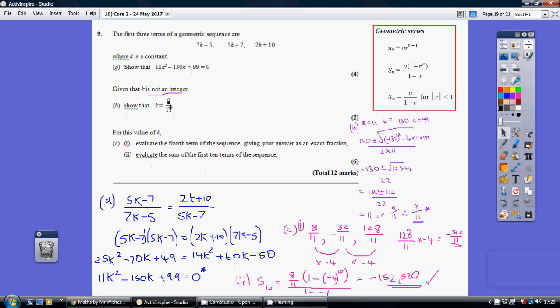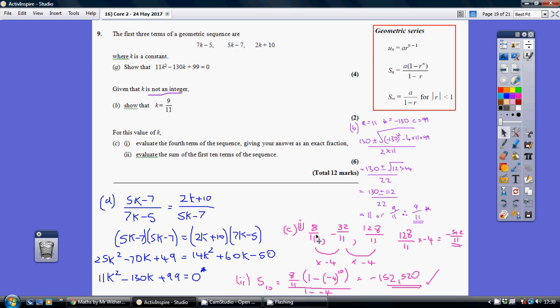So given that k is 9 over 11, my first term in the sequence is going to be 7 lots of 9 over 11 minus 5, which is 8 over 11. The second term in the sequence is going to be 5 lots of 9 over 11 minus 7, which gives me minus 32 over 11. And my third term is going to be when I substitute 9 over 11 into this, which is 128 over 11. So those are the first three terms of this sequence.